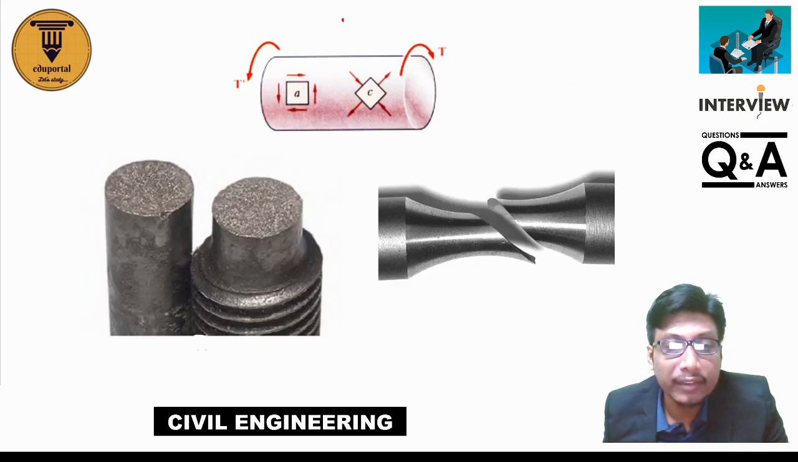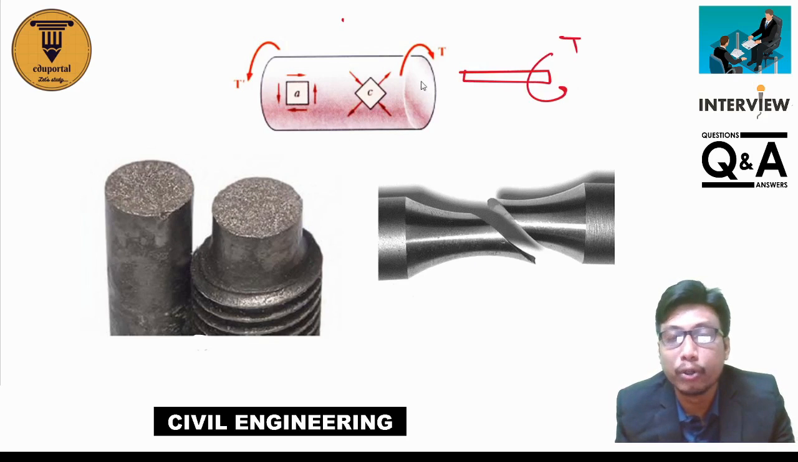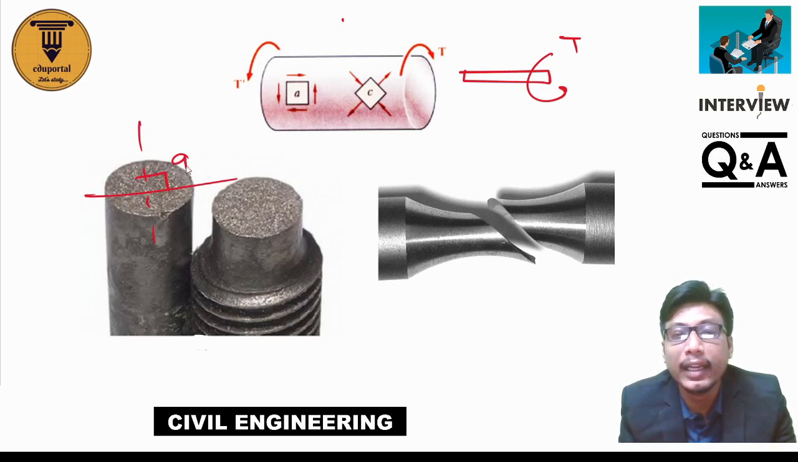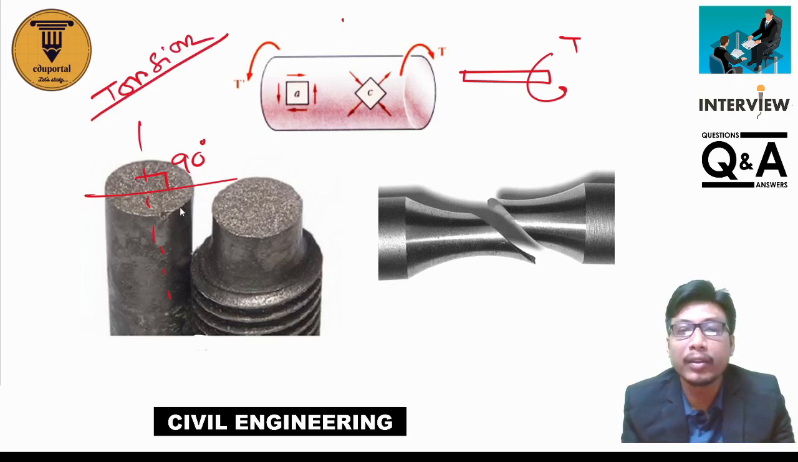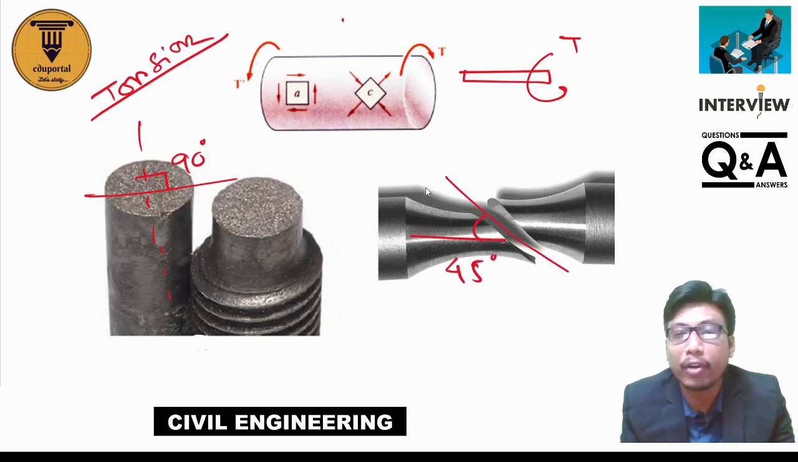And next, they can ask you to show the failure pattern of ductile and brittle material under torsion. Suppose it is the material and it is under torsion, where T is the torque. In case of ductile material, the failure surface makes an angle of 90 degrees with the axis of the member. Under torsion, in case of brittle material, the failure surface makes an angle of 45 degrees with the axis of the member. So this is the main difference.